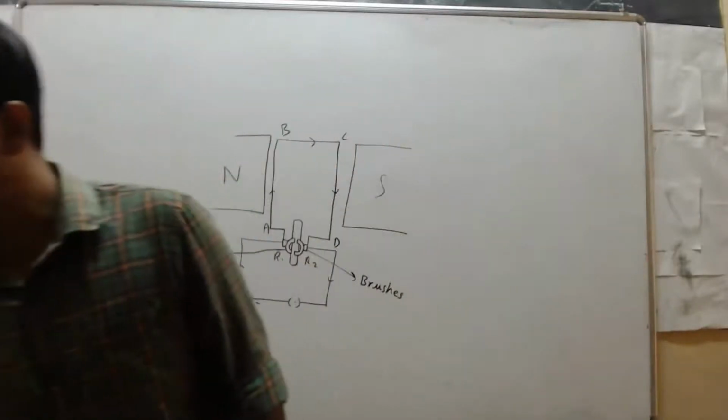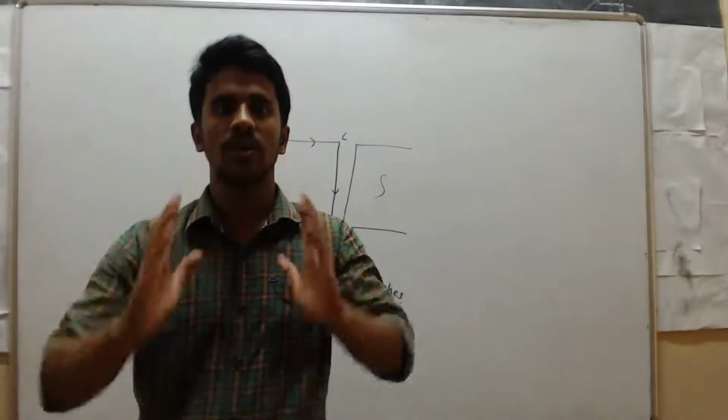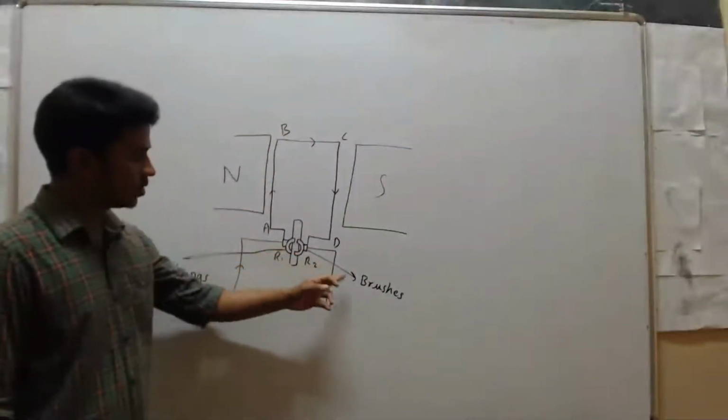For example, say this is a ring. Just do it like this. Then these two are split rings. Next, these two split rings are connected to brushes.